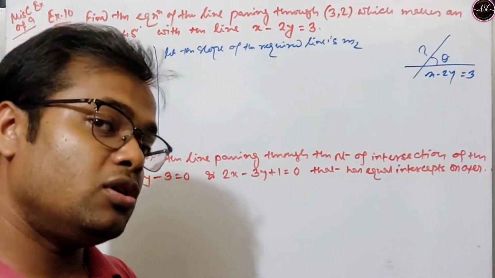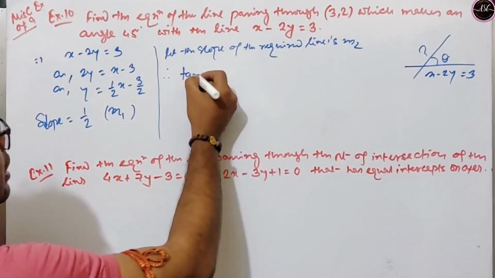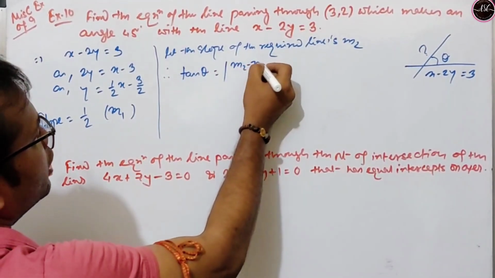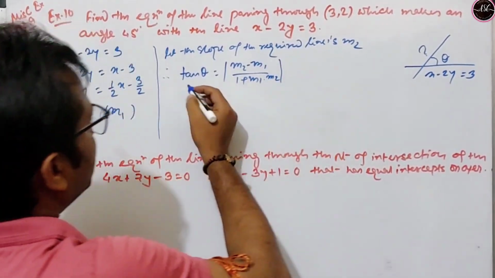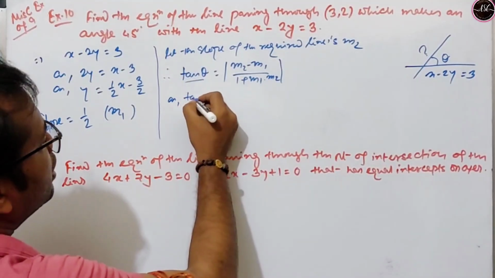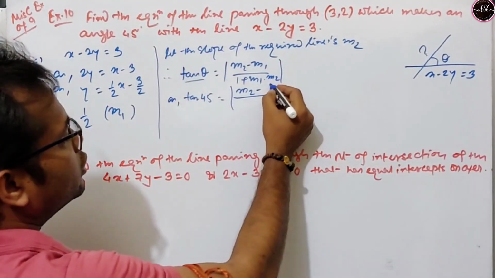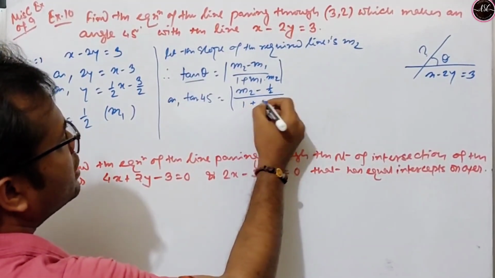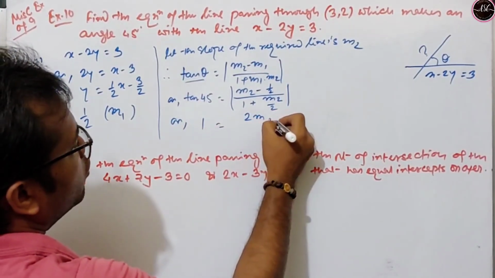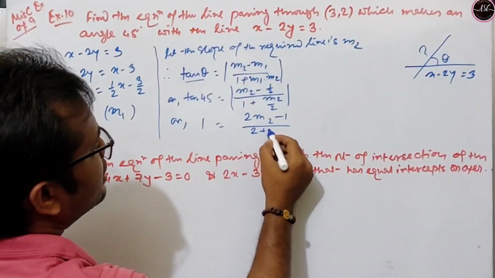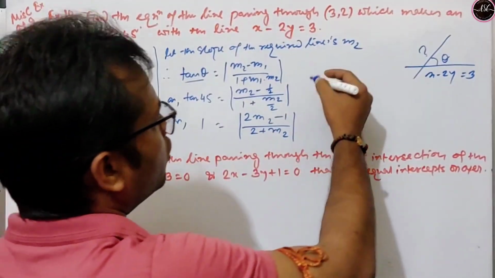So we know that formula, tan theta equal to mod of m2 minus m1 divided by 1 plus m1 m2. So here tan theta equal to tan 45, that means tan 45 equal to mod of m2 minus half divided by 1 plus m2 by half, or 1 equal to 2 m2 minus 1 divided by 2 plus m2.